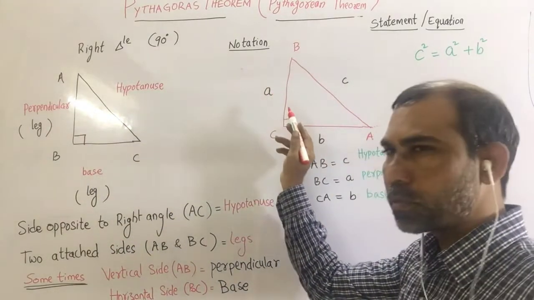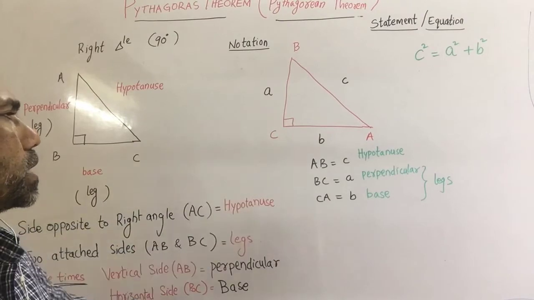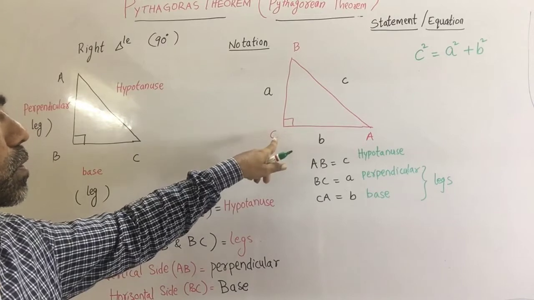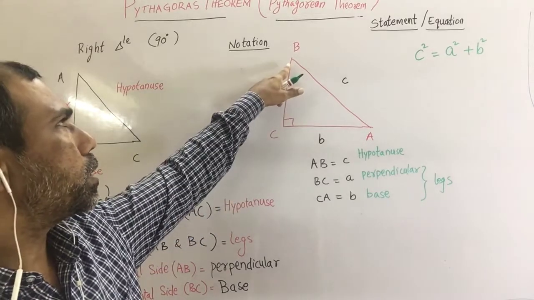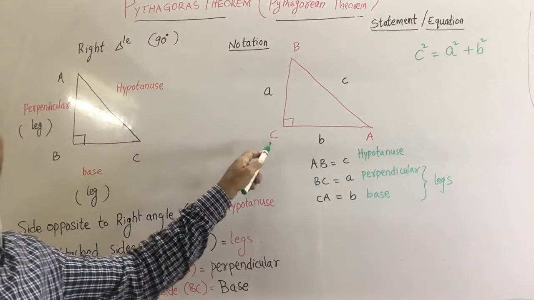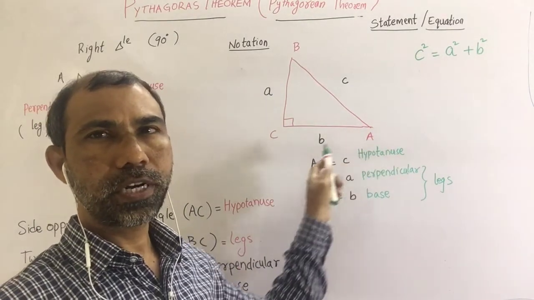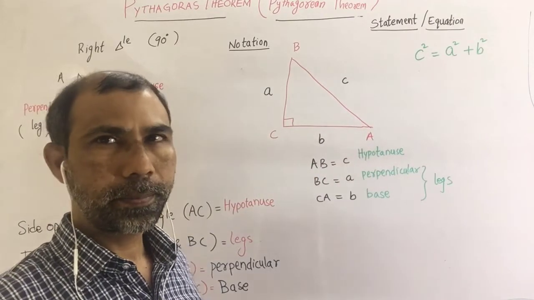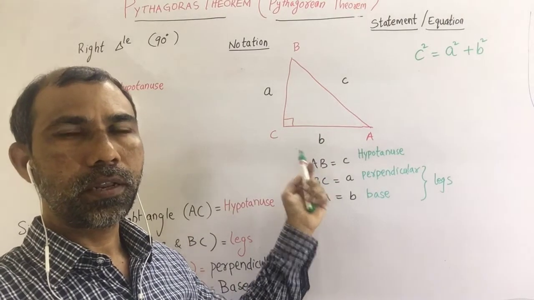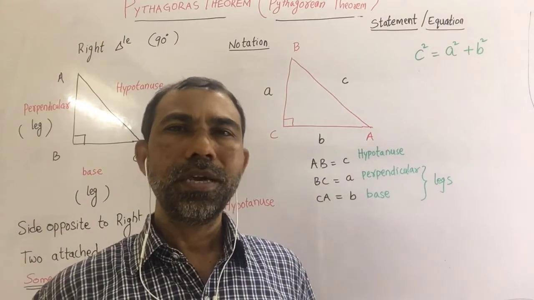can be like this. The side which is opposite to vertex A is small a, and the side opposite to vertex B is small b. At the same time, the side opposite to vertex C is small c, and here small c is the hypotenuse as it is opposite to the right angle. The hypotenuse is the longest side in any triangle.